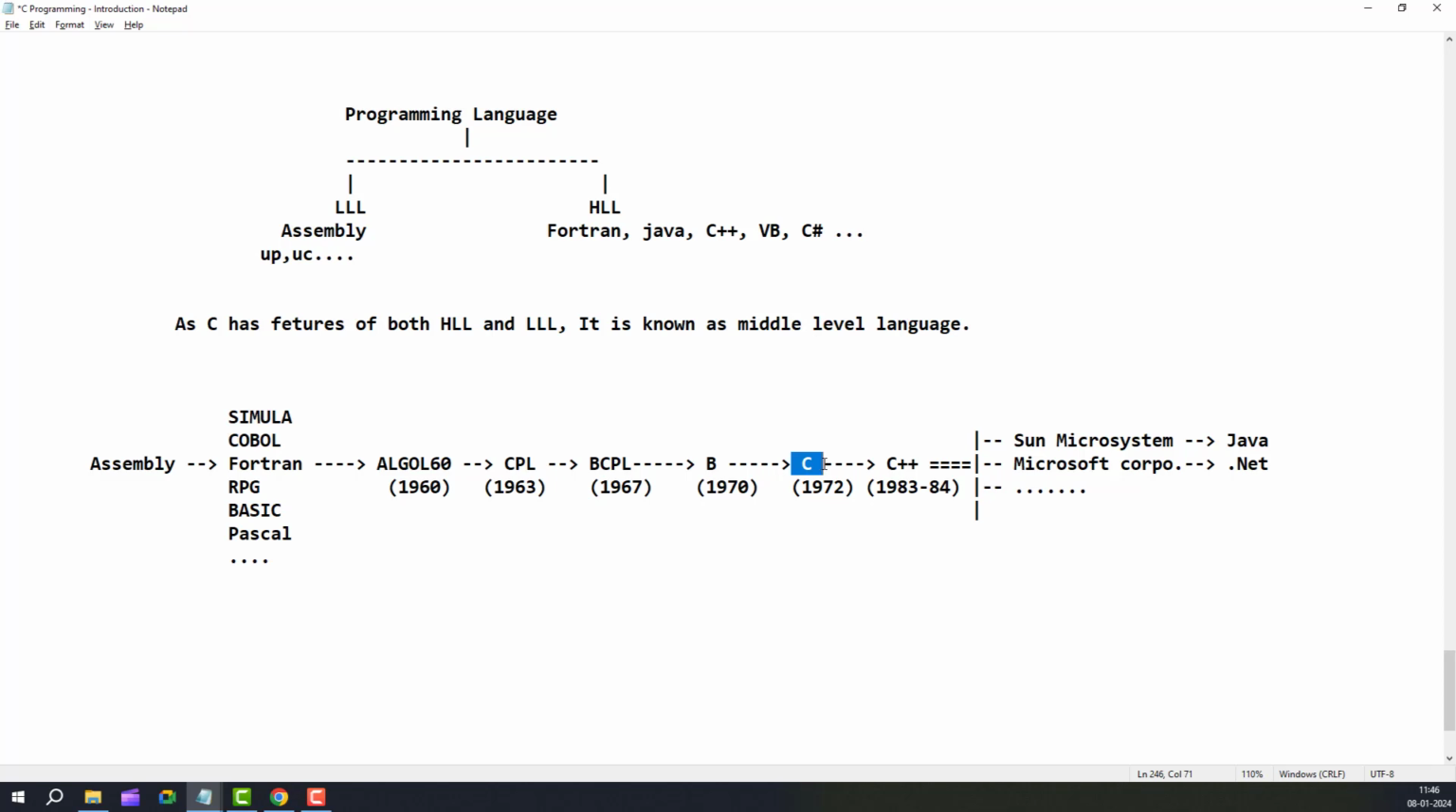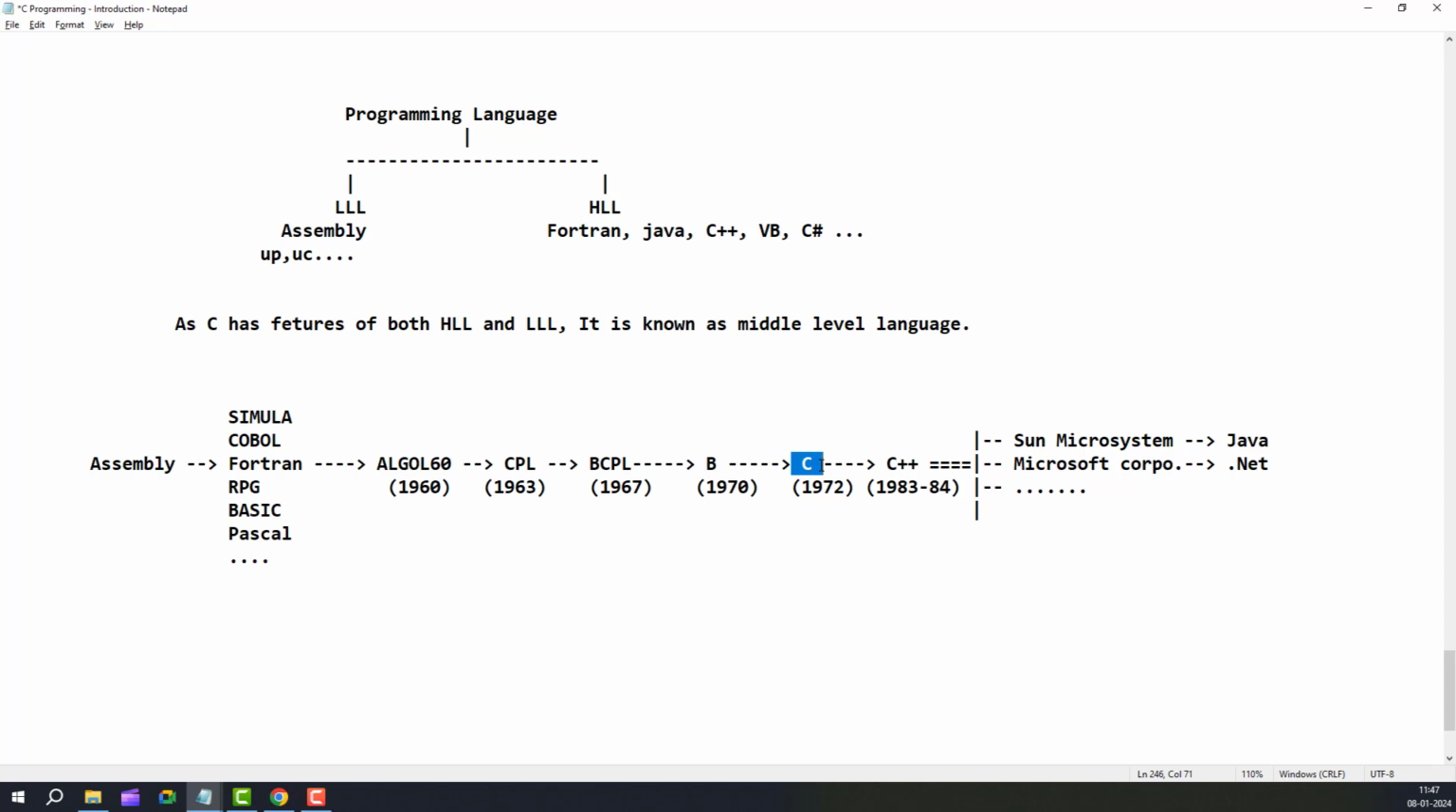And later on, C became so popular, and then AT&T Bell Lab announced that this language has the name C, which is developed by us, which is a product of AT&T Bell Lab, and the name C was chosen because it is the letter after B. So that is a short history of C programming.